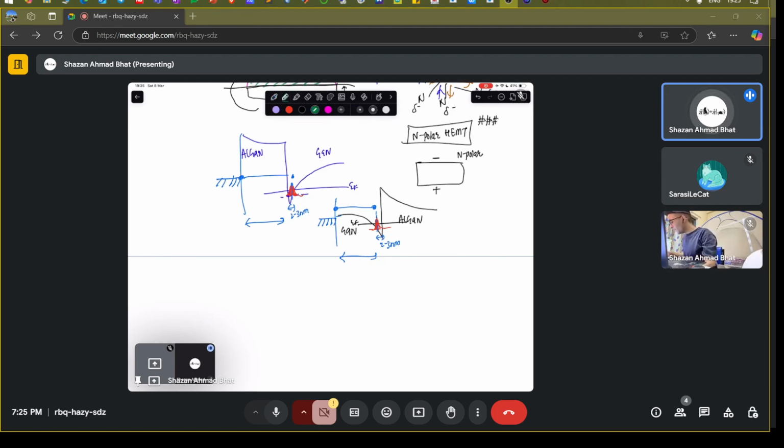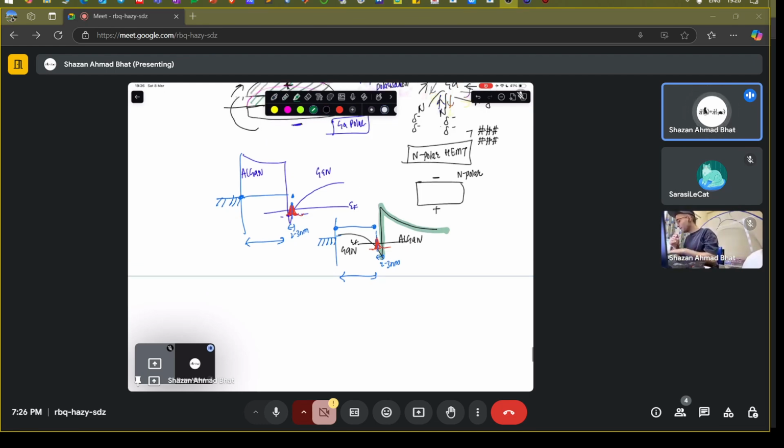Also, you have a better confinement here because of this huge barrier. You can directly control the channel now. You can deplete it, you can play with the channel, and accordingly you have better control and better performance.